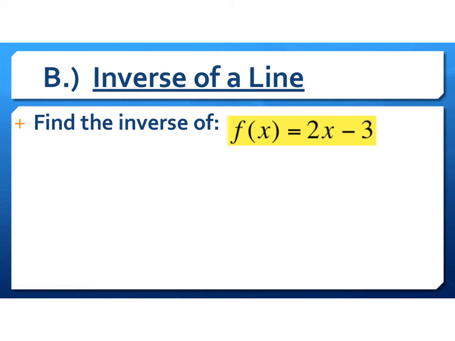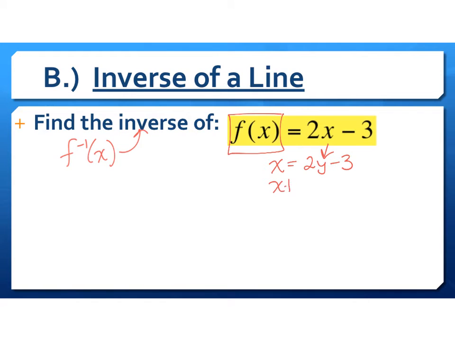Let's move on to finding the inverse of an equation, and we'll start with a line. So when we're thinking inverse, we're going to switch our x and our y, but first I want you to notice our function notation. So f of x means y, and f to the negative 1 of x means inverse, and that's what we're trying to find. So I'm going to switch my x and my y. So this becomes x equals 2y minus 3, and I want to resolve for y.